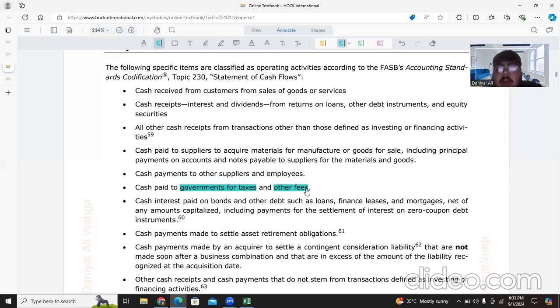Cash interest paid on bonds and other debts such as loans, finance leases, and mortgages, net of any amount capitalized, including payments for settlement of zero coupon debts. Yes, this should be classified as operating activities. So there has been a change. There has been a different classification as per IAS 7 and as per the ASC, the accounting standards codification. Let me highlight it for you.